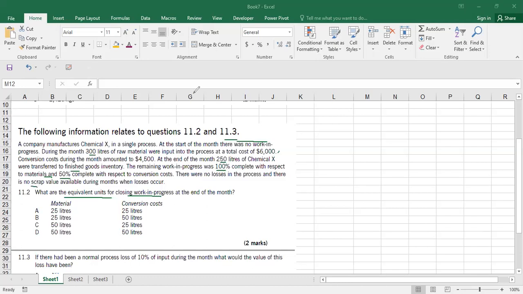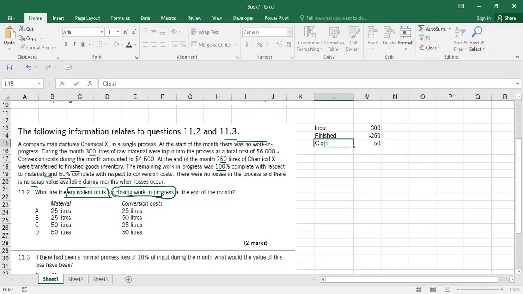So, very simple question. Please pay attention. They ask you the closing work in progress, equivalent units. They do not ask you equivalent units of total output. They only ask you equivalent units of the closing work in progress, okay? So your input was 300 liters and your finished goods are, because those which you transferred are finished, 250. So it means that you have a closing work in progress of 50 units.